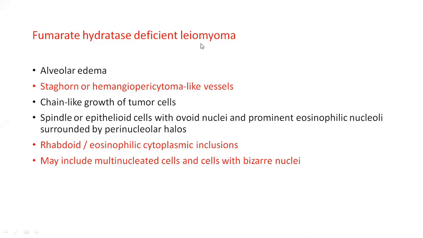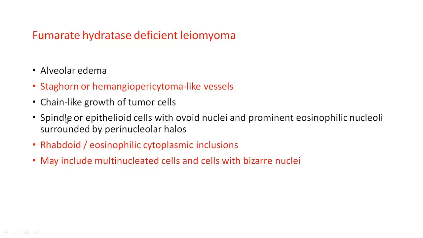So the other entity is the fumarate hydratase deficient leiomyoma. As we discussed a few features in the previous slides, the important microscopic ones are the staghorn or hemangiopericytoma-like vessels, which are large vessels representing staghorns. These types of vessels are not only present in leiomyomas, but can be present in solitary fibrous tumor as well, and other entities such as glomus tumor.